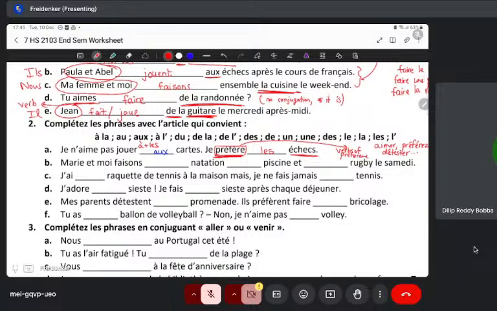Marie et moi. So this is basically nous. Marie et moi, nous. Okay, they already conjugated. Nous faisons dash. Okay, I already told the answer. It's a fixed expression. So faire la natation means to do swimming. So la, there's nothing to think about.